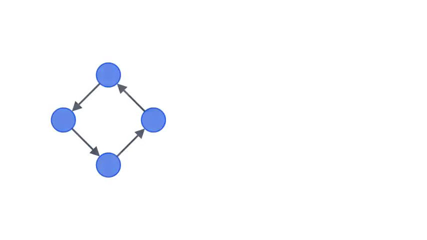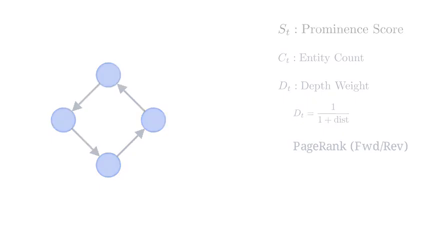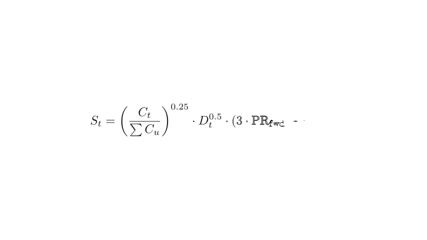Once we have our interaction graph, we need a way to score the importance of each type. We calculate a prominence score, S sub t, using 4 key factors. First, we look at the entity count, C sub t, which is how many entities actually use that type. Second, we use a depth weight, D sub t, where types closer to the root of the schema hierarchy are weighted more heavily. Finally, we run the PageRank algorithm in 2 passes, forward and reverse, to see how often a type is traversed in the network.